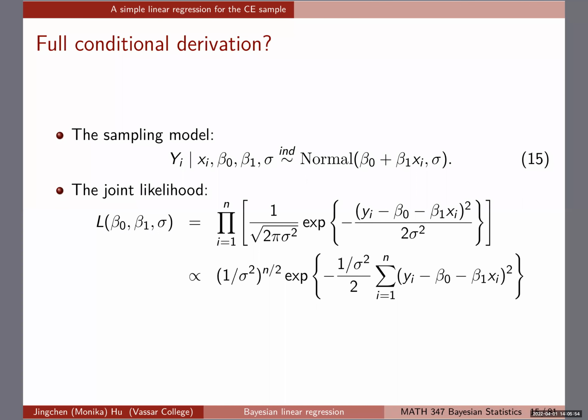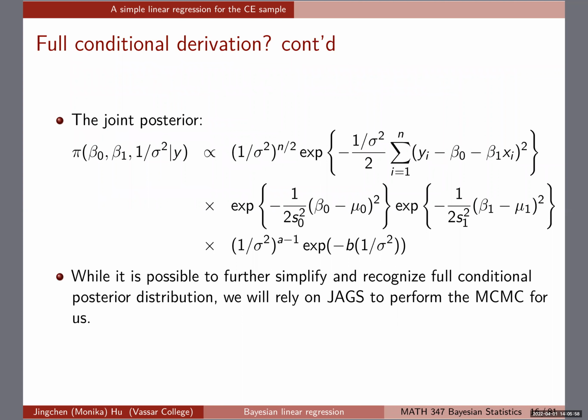All right, so here we are with the joint likelihood. And then, of course, we have our joint posterior, if you want. So I'm just writing out everything generically without the vague prior that we're talking about. And this could be, like I said, one extra exercise if you ever want to make sure that you are able to get the joint likelihood, get the joint prior, and then get the joint posterior accordingly. So I think it is possible to further simplify and try to recognize full conditional posterior distributions because we're using conjugate priors everywhere.